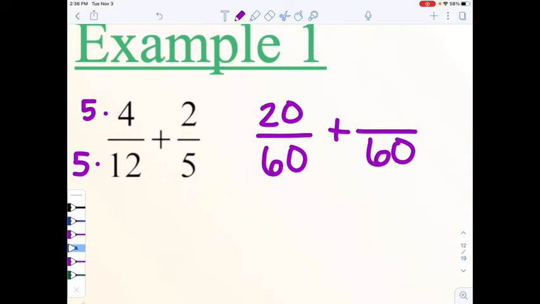And here's what we're doing here. 4/12 is the exact same as 20/60. I'm not changing the value of it. I'm just changing how it's written so that they can have common denominators. Then for 2/5, 5 times 12 is 60. So to get to 60, 5 times 12, if I multiply the denominator by 12, I have to multiply the numerator by 12. 2 times 12 is 24.